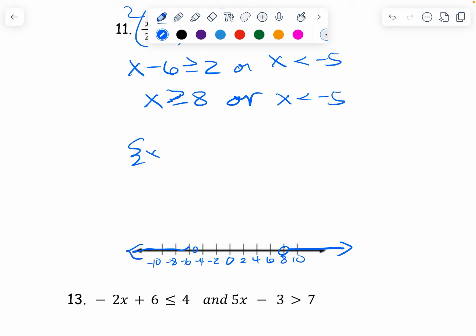So set builder notation, x is greater than or equal to 8. I didn't close that dot. Or x is less than negative 5. And set builder, interval.